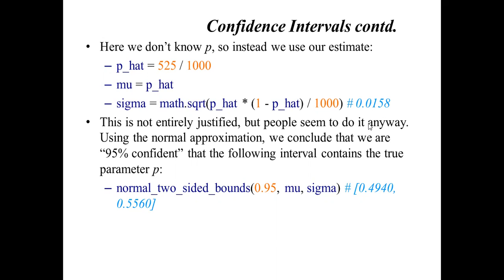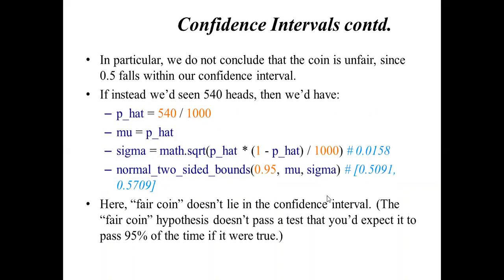When it comes to the normal two-sided bounds at 95% confidence, we pass in the 0.95 along with mu and sigma. In particular, we do not conclude that the coin is unfair, since 0.5 falls within our confidence interval. If instead we saw 540 heads, we would get different values for the 95% confidence, and two different values for the normal bounds.